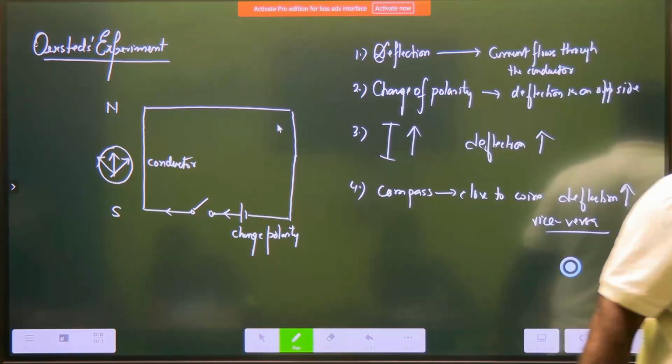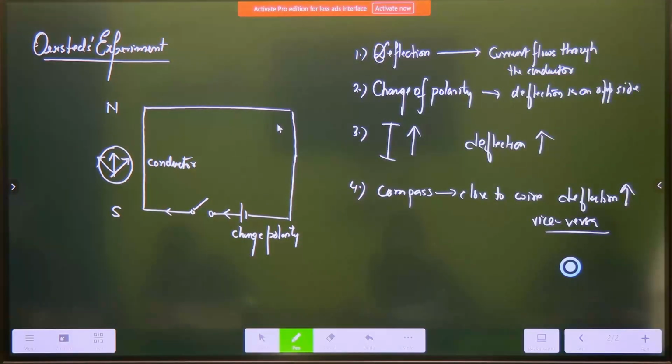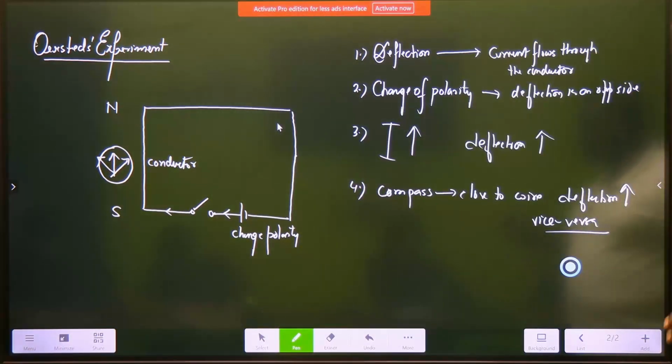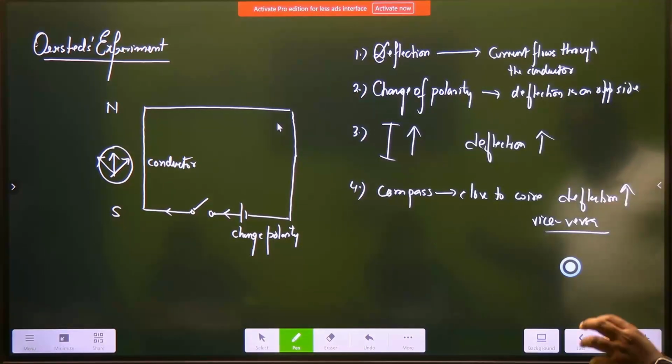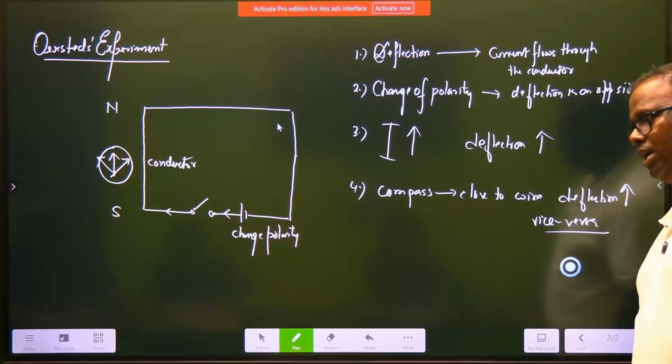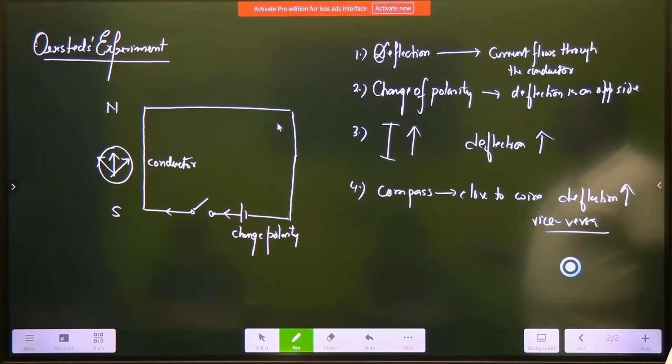Have you understood all the points? You should actually elaborate all the points. Deflection. So the first thing is whenever current flows through a conductor, a compass in its vicinity deflects from the usual north-south position. The deflection is sustained as long as current flows in the circuit. As soon as current ceases to flow, the deflection is restored back.